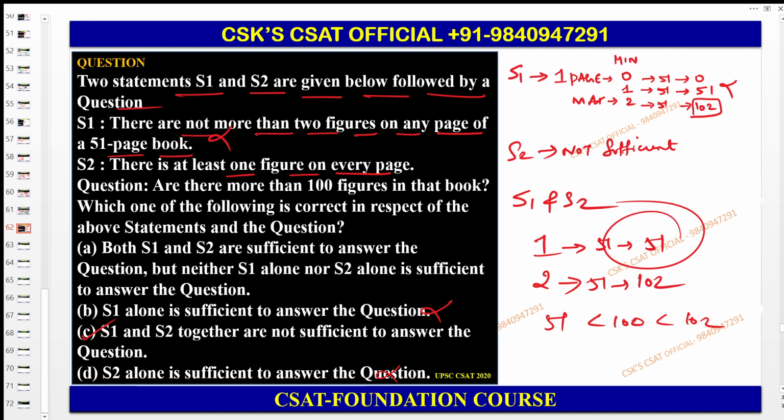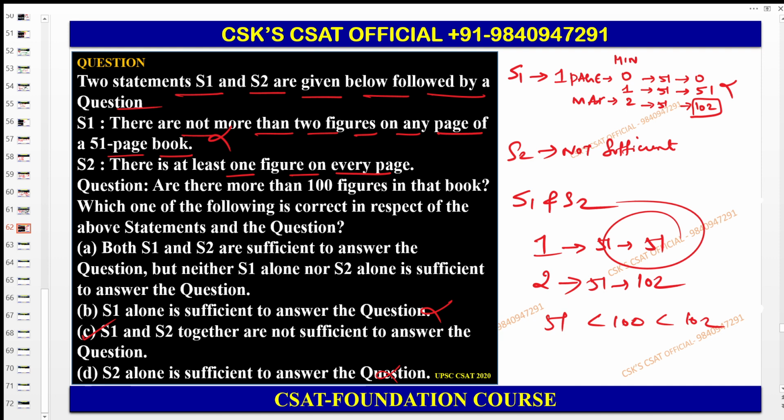So can you explain statement number 1? Statement number 1, I clearly said 0 to 51, 0 figures. It says that not more than 2 figures means that a page contains no figure also, that is 0. A page contains one figure also, that is 1. A page contains 2 figures also, that is the maximum. So totally 51 pages. If the 51 pages contain no figure, 0 is the option there.